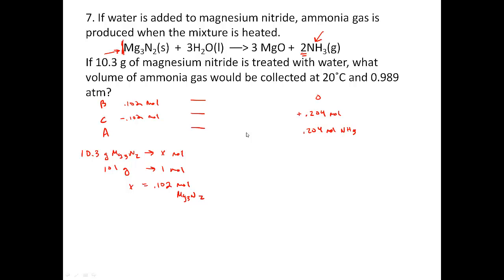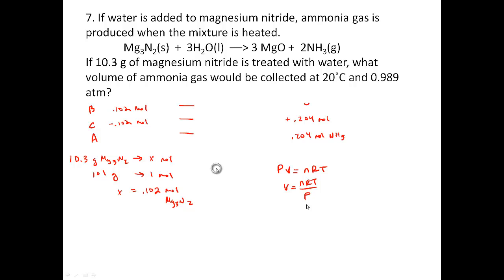So what's the volume if we're going to collect it at 20 C and 0.989 atmospheres? Well, we got to use our magic equation. PV equals nRT. Looking for volume equals nRT. Okay, so now that you've got your number of moles, you just plug it into the PV equals nRT equation. So n, we've got 0.204 moles. R, remember, is 0.0821 decimeters cubed atmospheres per mole Kelvin.